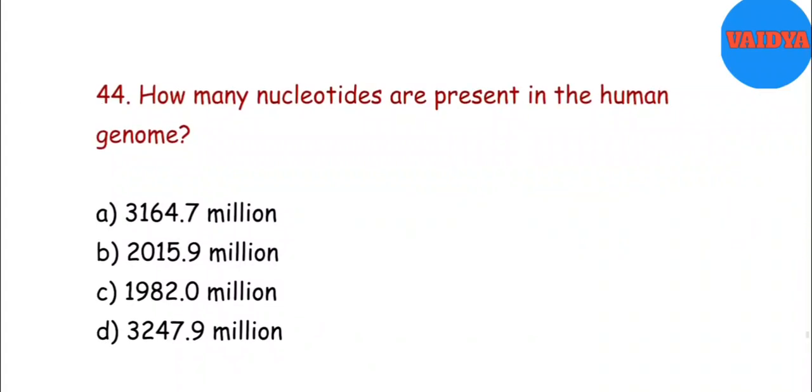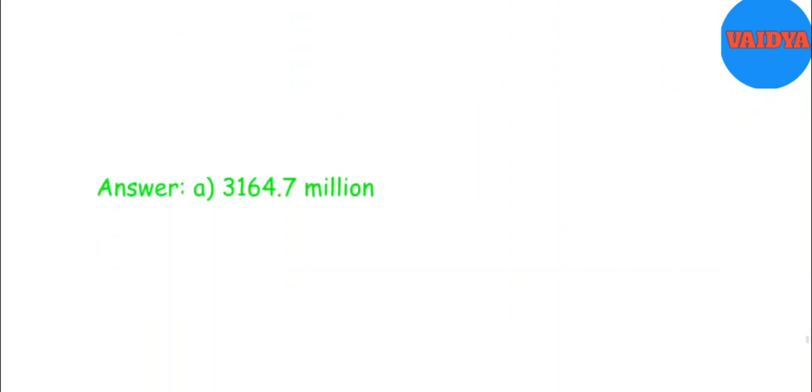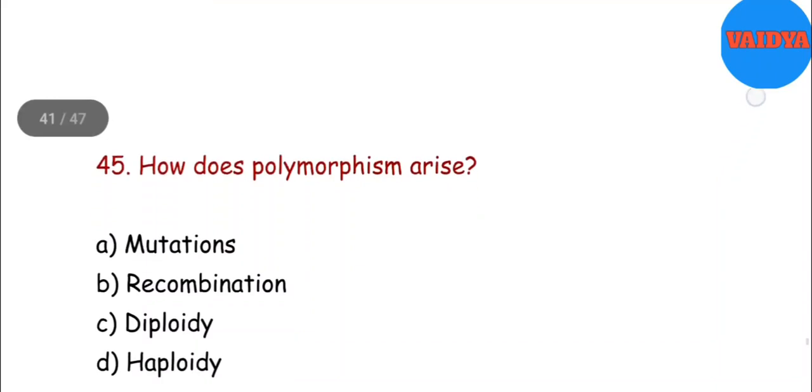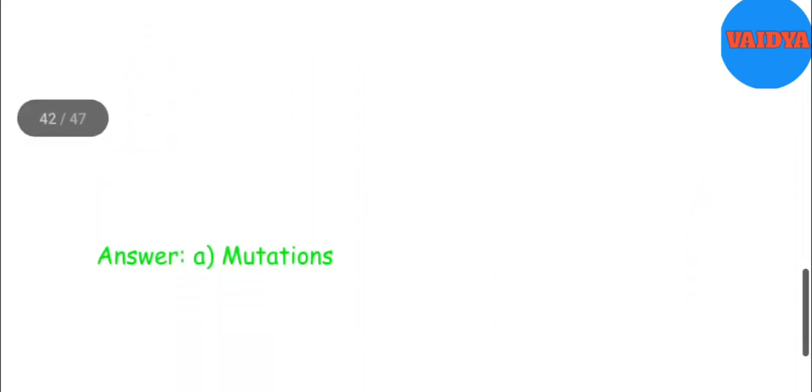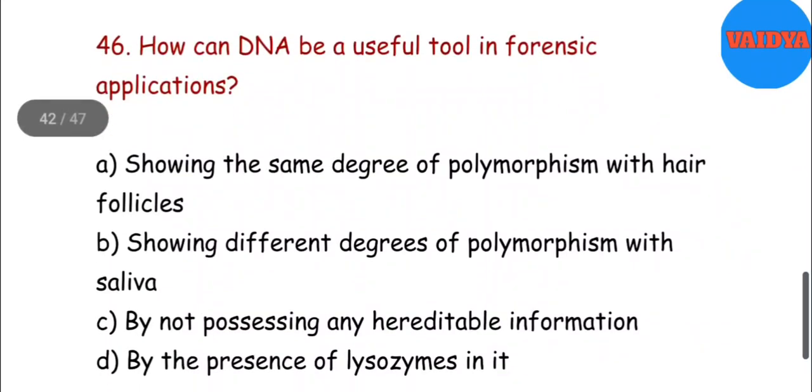44. How many nucleotides are present in the human genome? A. 3164.7 million. B. 2015.9 million. C. 1982.0 million. D. 3247.9 million. Answer. A. 3164.7 million. 45. How does polymorphism arise? A. Mutations. B. Recombination. C. Diploidy. D. Haploidy. Answer. A. Mutations. 46. How can DNA be a useful tool in forensic applications?